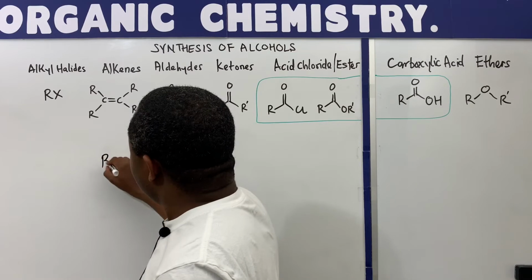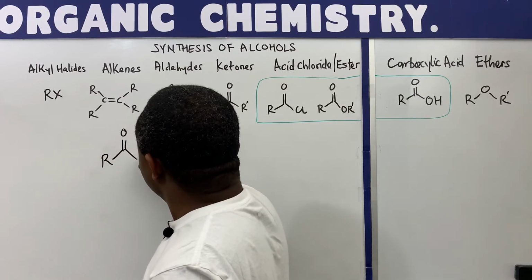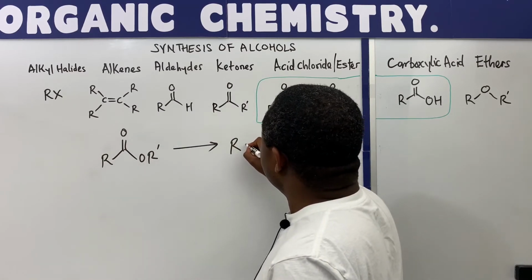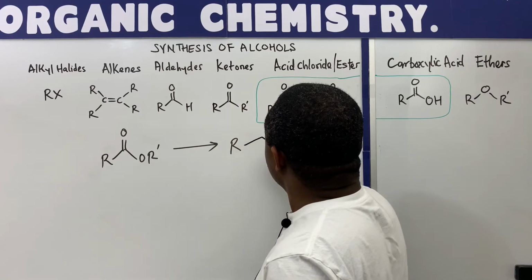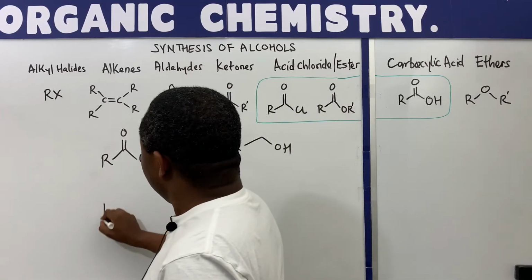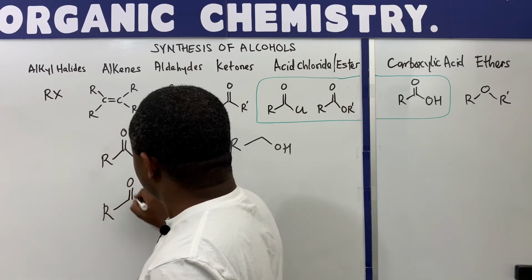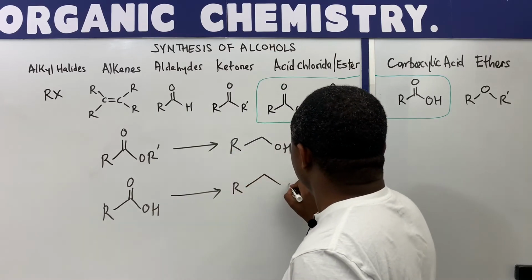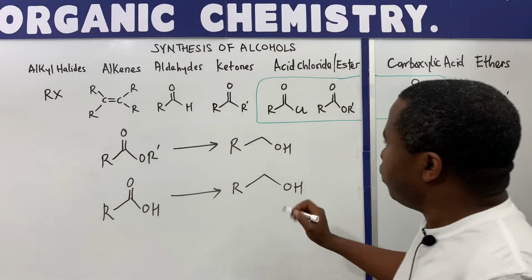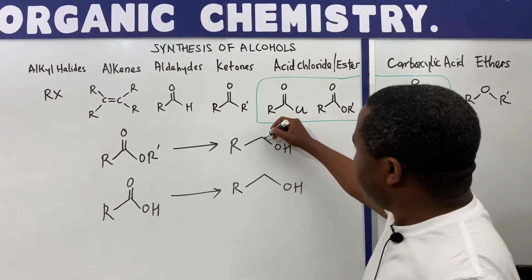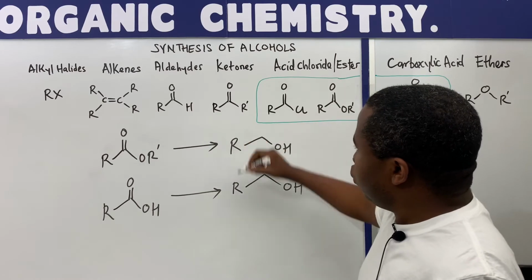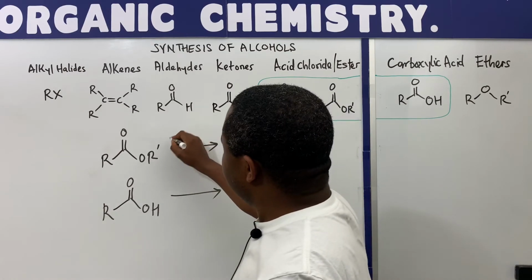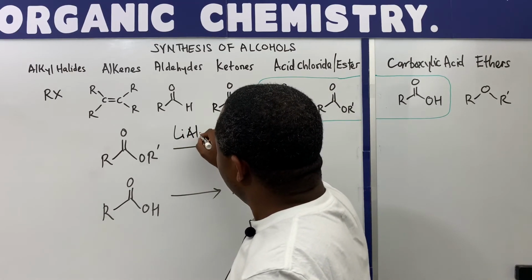So basically we can have an ester converted to an alcohol, and also we can have an acid converted to an alcohol. In this case, we are forming primary alcohols. As you can see, the carbon bearing the OH group has just one alkyl group attached to it. So this reaction is a reduction reaction and is usually carried out in the presence of lithium aluminum hydride.